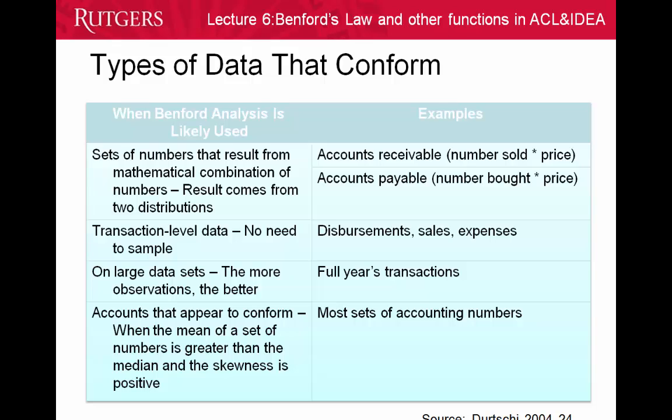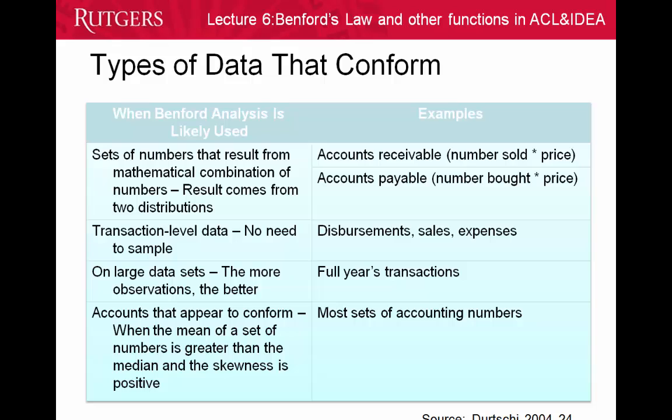Another type of data that follows Benford's law is transaction-level data. However, it is important to note that there is no need to sample when applying Benford's law. You can simply check the raw data, such as disbursement, sales, expenses, to see if there is any violation of Benford's law. The third type of data that follows Benford's law is a large data set. The more observations, the better, meaning the more reliable the result. This could be a full year's transactions.